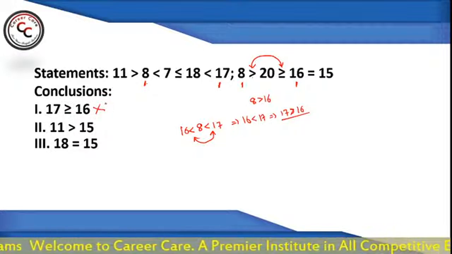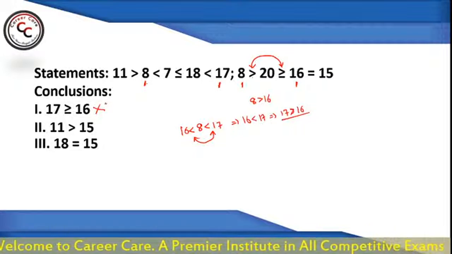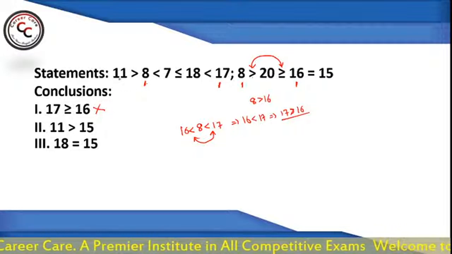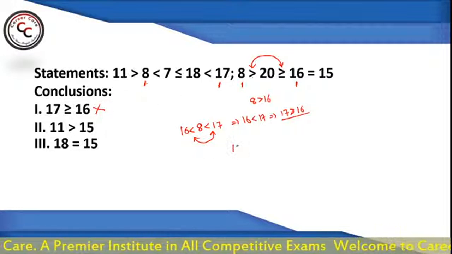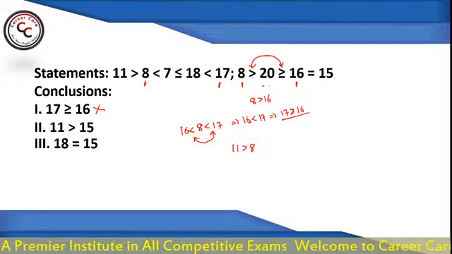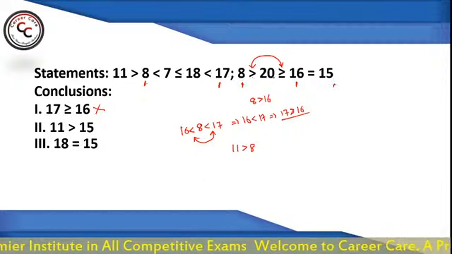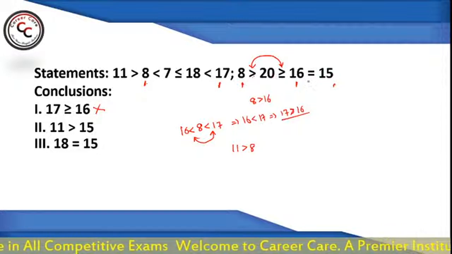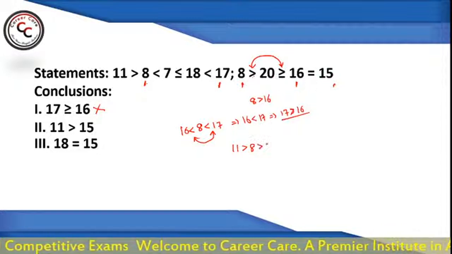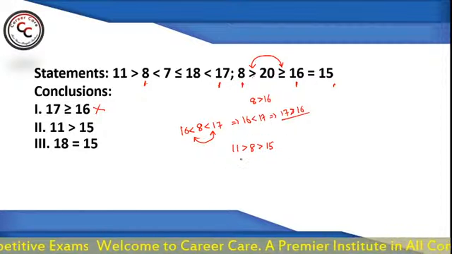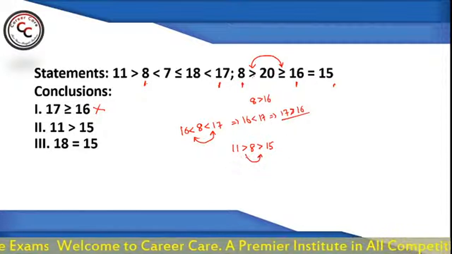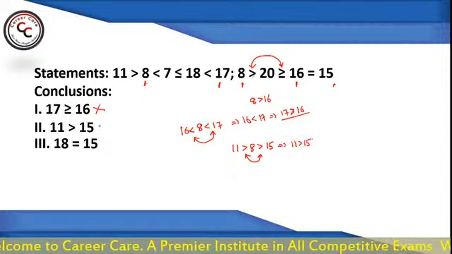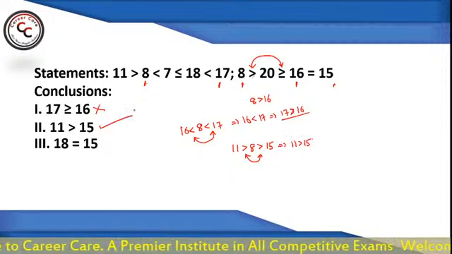Similarly, if you go for conclusion number 2, he is asking the relationship between 11 and 15. Again, the connecting point is 8. So what is the relation between 11 and 8? 11 is greater than 8. What is the relationship between 8 and 15? Greater than or equals to, equals to. Out of these three, greater than is having the highest priority. So 8 is greater than 15. Now, what is the relationship between 11 and 15? Simply I can say 11 is greater than 15. So conclusion number 2 simply becomes true. Simple.